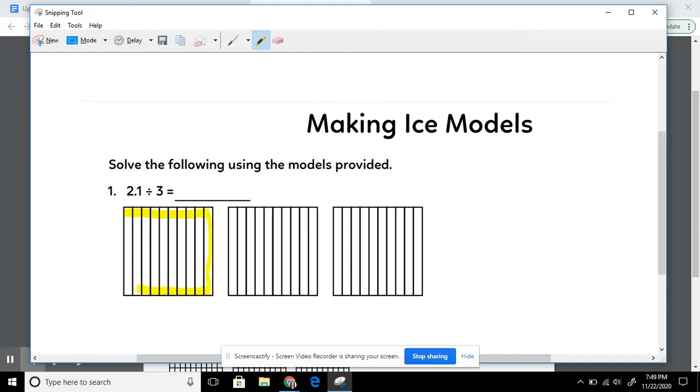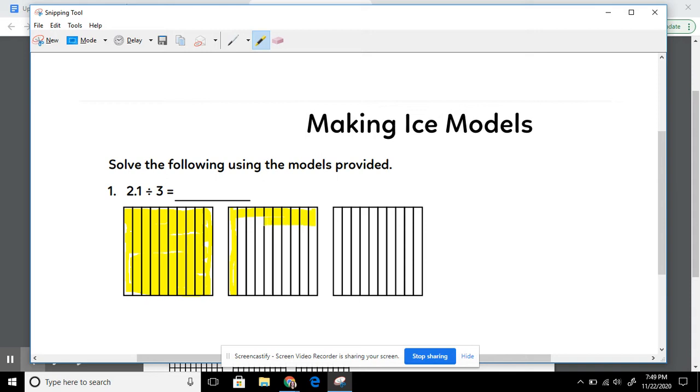And again, if you print this out, it's going to be a lot easier for you to shade in than it is on a device. But if you don't have a printer, remember you can use your iPad or your Chromebook and edit on your screenshotted documents. Okay, all right, so there's 1 whole, and we need 2 wholes.